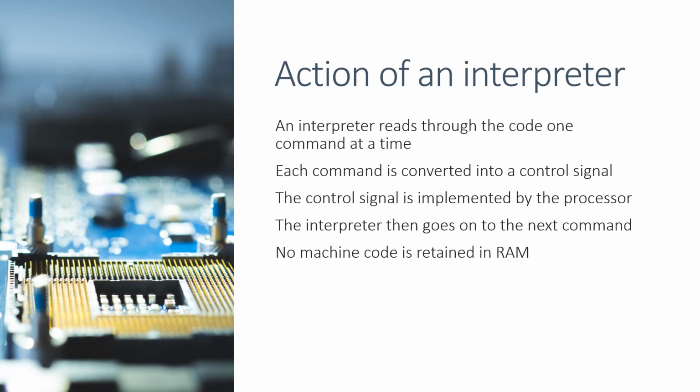So the interpreter reads through the code one command at a time, converts the command into a control signal which is immediately implemented by the processor. The interpreter then forgets the line that it's just interpreted and goes on to the next one, and no machine code is made or stored in RAM during this process. At the end of the interpreting process, you've still got the Python program that you started with and nothing else.